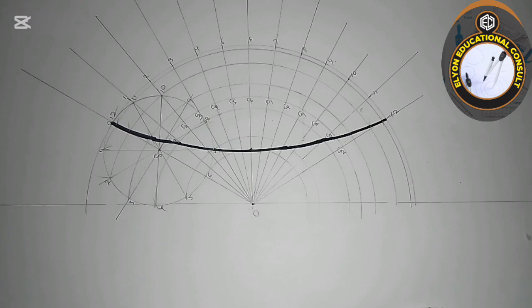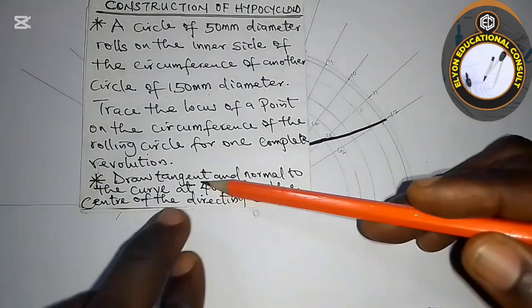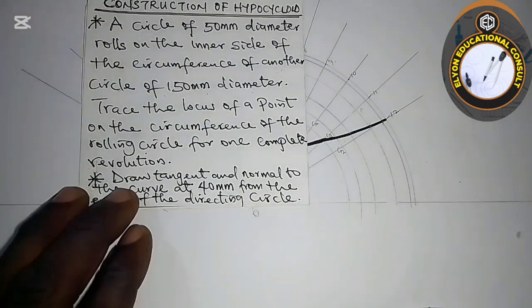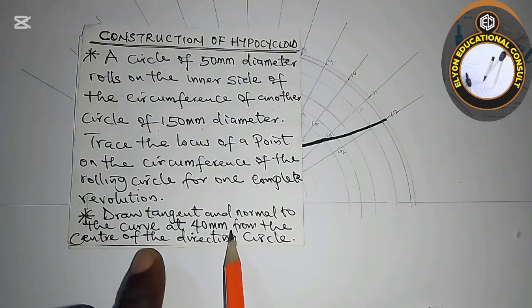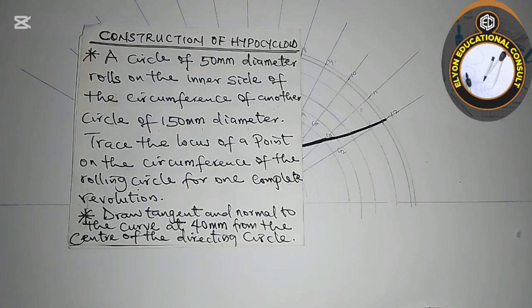So this is my hypocycloid. The other part of the question says that we are to draw tangent and normal to the hypocycloid. So I'm going to be doing this in my next video. I'll be showing you how we draw tangent and normal to the hypocycloid.